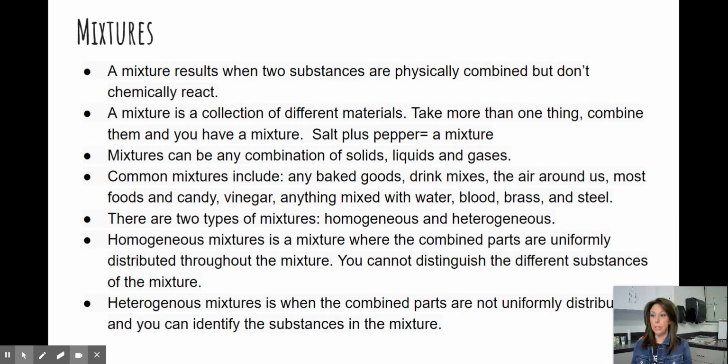Common mixtures include any baked goods, drink mixes, the air around us, most foods and candy, vinegar, anything mixed with water, blood, brass, and steel, which are combinations of different kinds of metals. There are two types of mixtures, homogeneous and heterogeneous. A homogeneous mixture is a mixture where the combined parts are uniformly distributed throughout the mixture. You cannot distinguish the different substances of the mixture. Heterogeneous mixtures are when the combined parts are not uniformly distributed and you can identify the substances in the mixture.